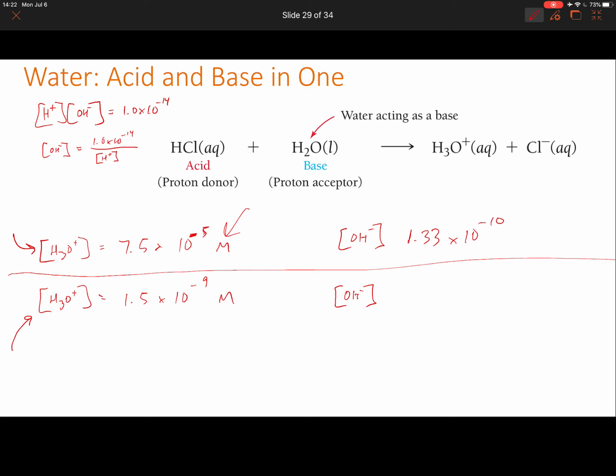And so now we can quickly compare. Which one is greater? Looks like I have a lot more of the hydronium than the hydroxide, so this is acidic.